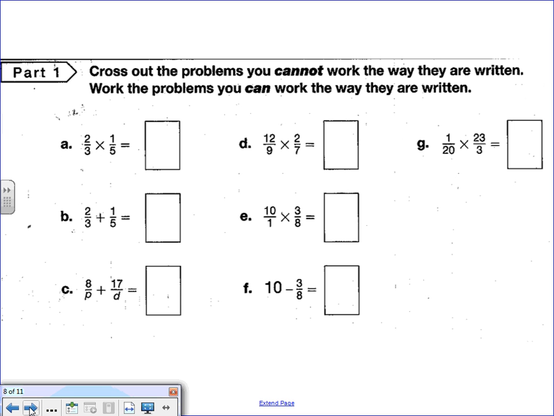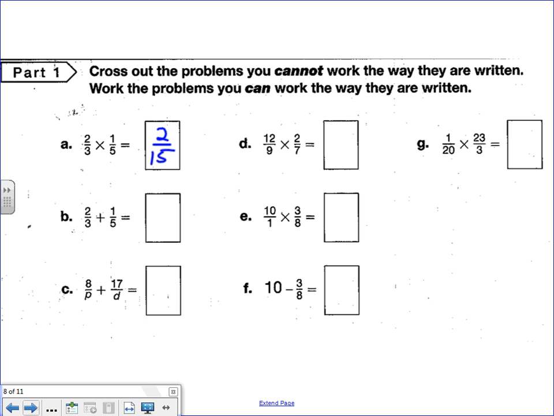Okay, on the next page of Part 5 here, we have a mixture of multiplication and addition and subtraction problems with fractions. Okay, so again, we're going to cross out the ones you cannot work the way they are written, and you're going to work the problems you can work the way they are written. Now, one thing to remember, if it's multiplication, you can do it. Okay, so A, 2/3 times 1/5. I look at that problem, it's multiplication, I can go ahead and do it. 2 times 1 across the top is 2. 3 times 5 across the bottom is 15.